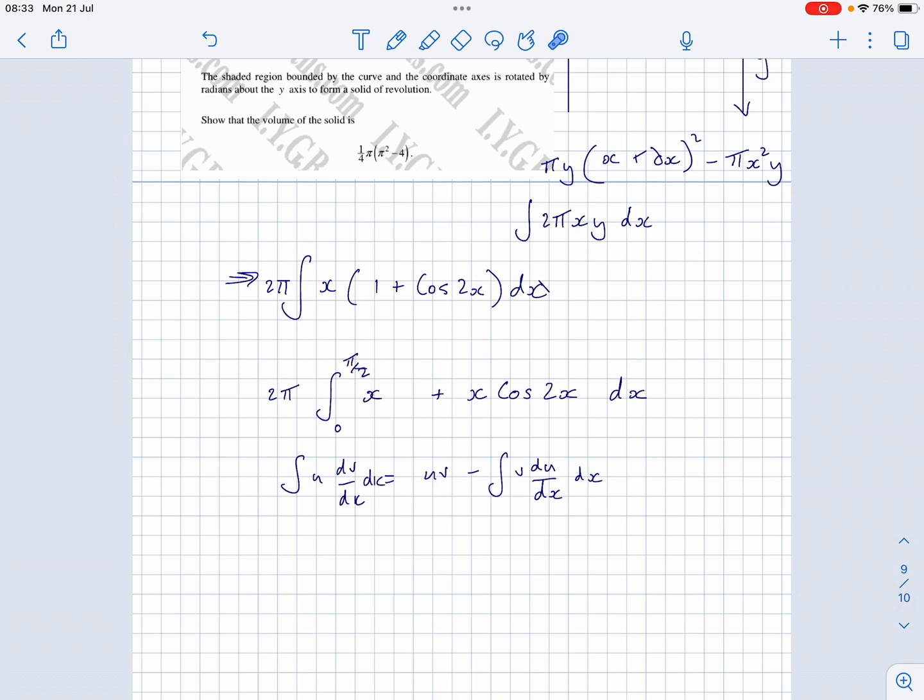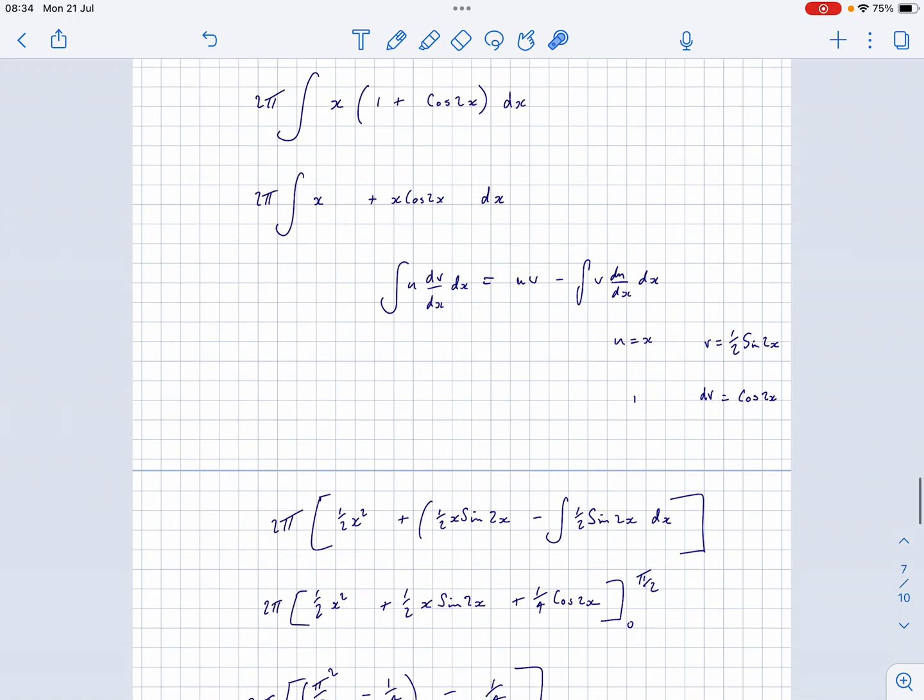Okay? That means that I have to label my x term, my u, and the derivative dv dx is actually this cosine bit. So when I work out what v is, I end up integrating this part of the function, and then I end up integrating the other part in this part of the integral. So that's why it gets its name. You're doing the integration in two parts to do it. Okay.